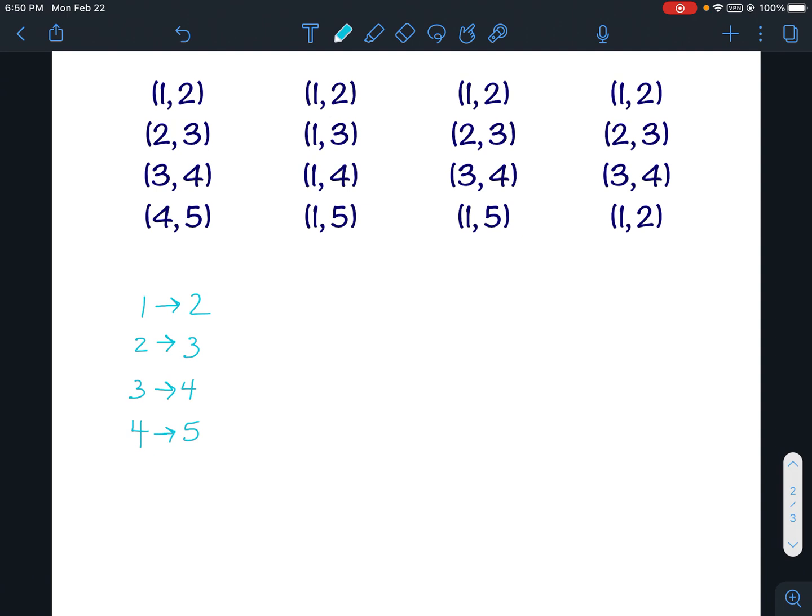So notice how none of the x values repeated. The x values didn't repeat, therefore this was automatically a function. So this was a function.